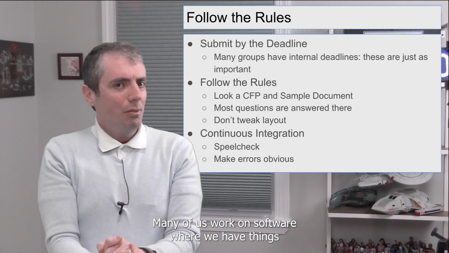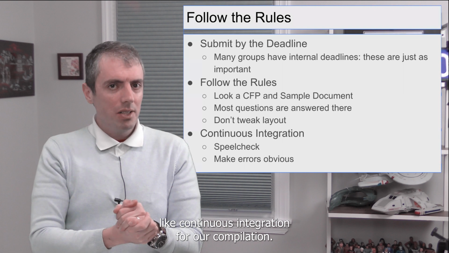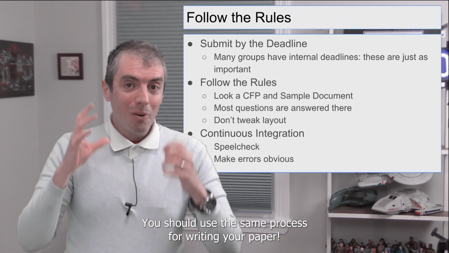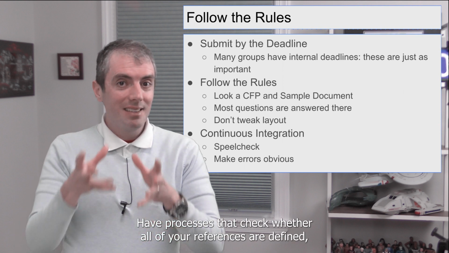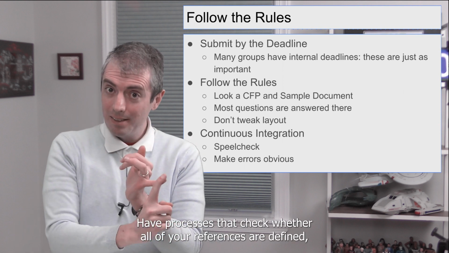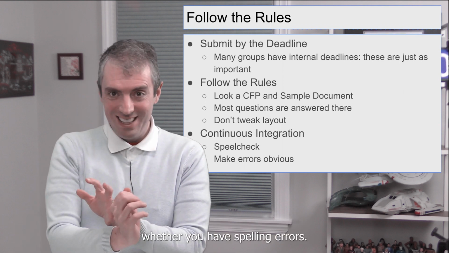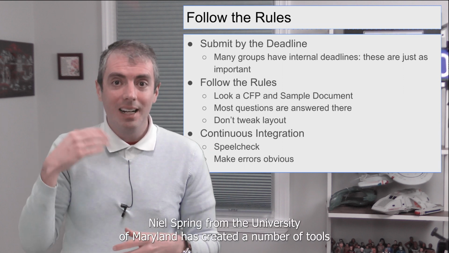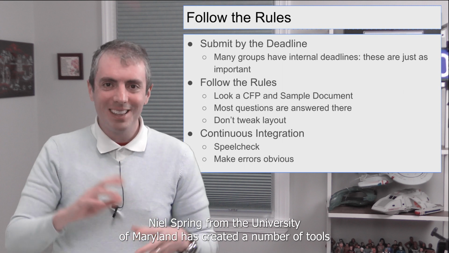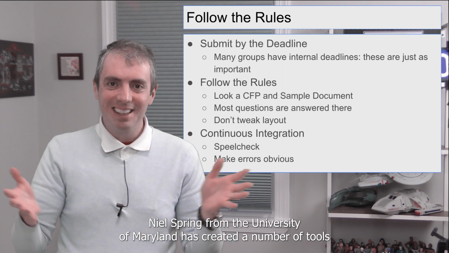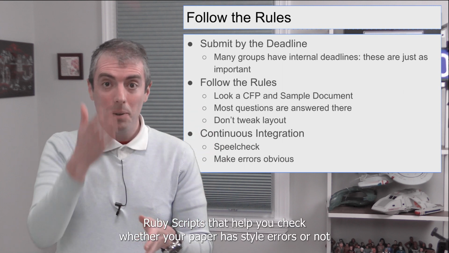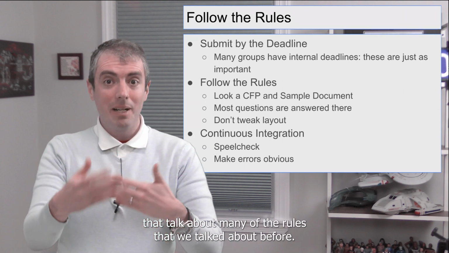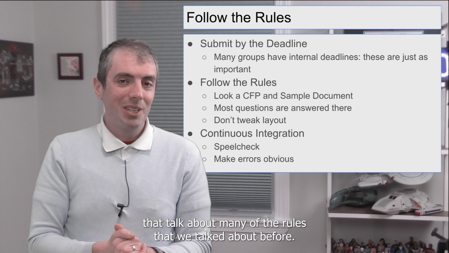Many of us work on software where we have things like continuous integration for our compilation. You should use the same process for writing your paper. Have processes that check whether all of your references are defined and whether you have spelling errors. Our group has a style checker. Neil Spring from the University of Maryland has created a number of tools, Ruby scripts that help you check whether your paper has style errors, and that cover many of the rules we talked about before.